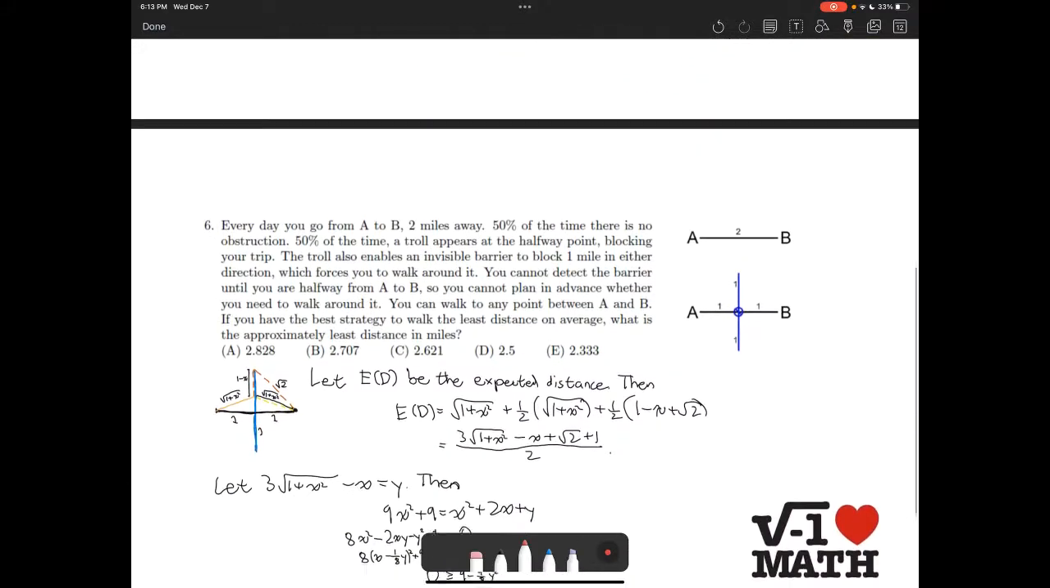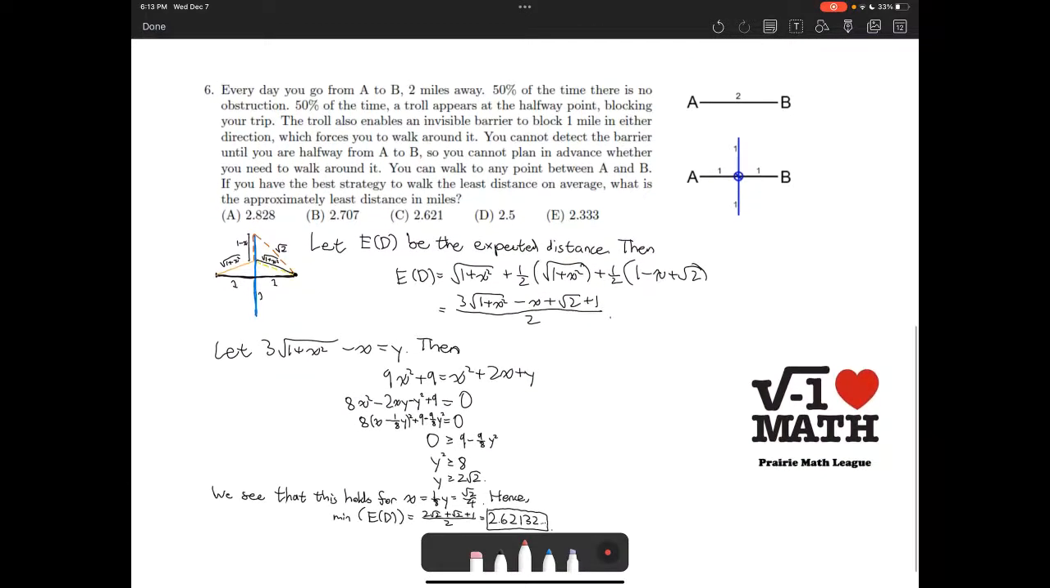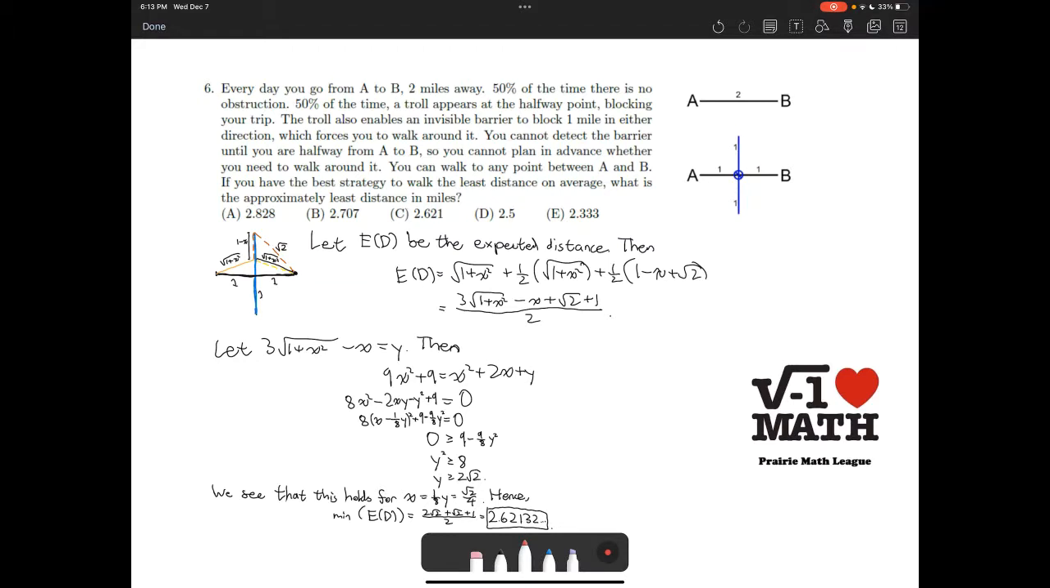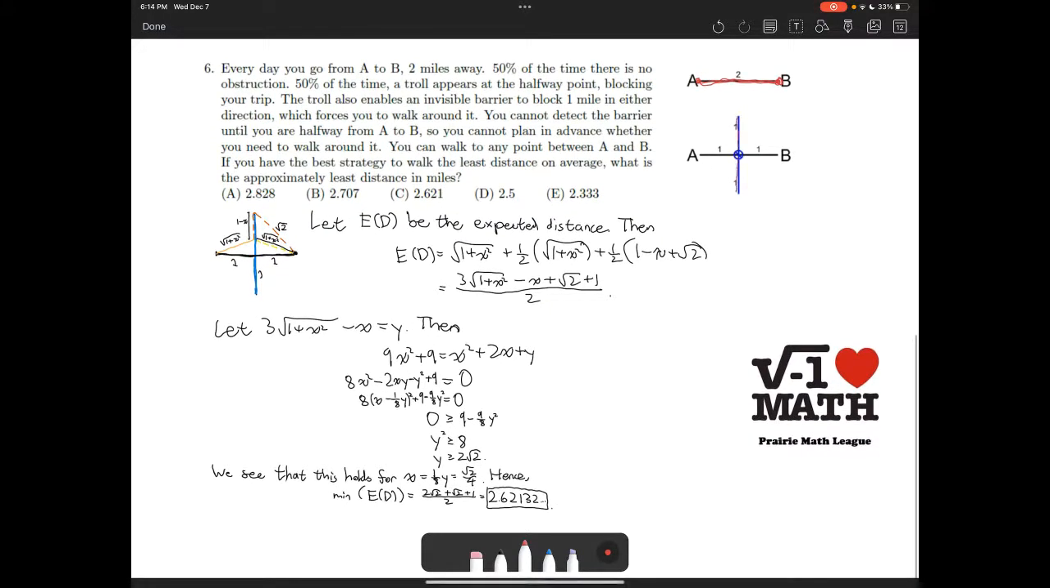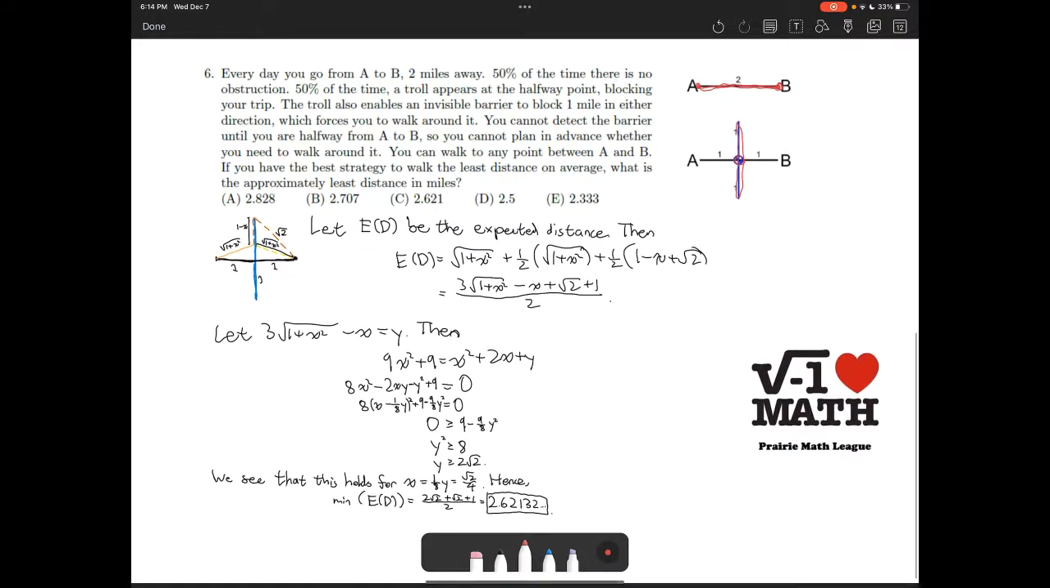Now for problem number 6. This is quite an interesting problem. Basically, you start here every day on a path, and you want to get to here. Half the time, you can just walk the 2 miles. But the other half of the time, there's an invisible barrier by this troll. And no, you're not allowed to fight the troll.